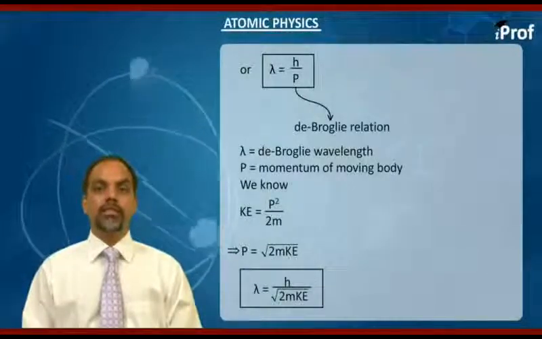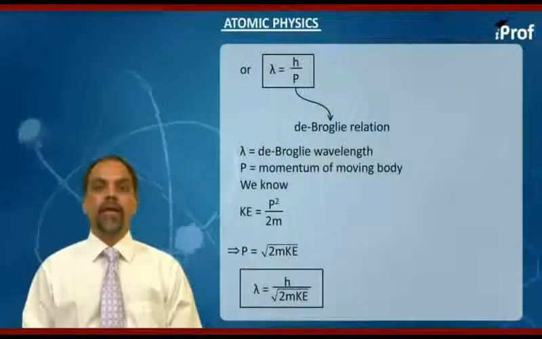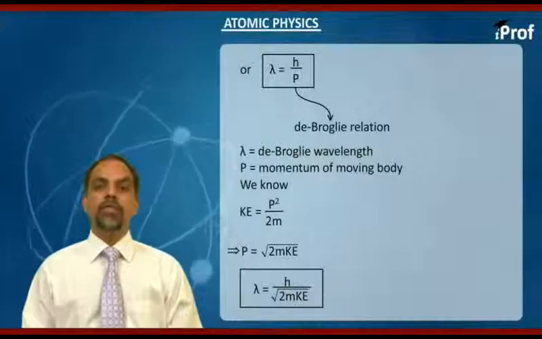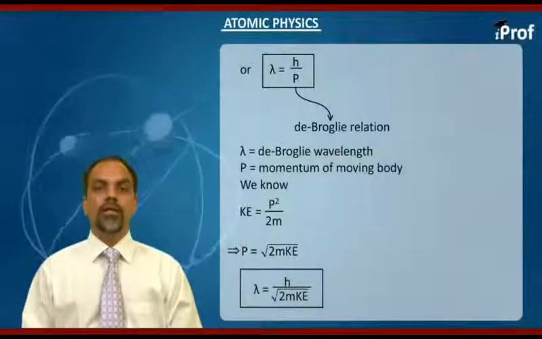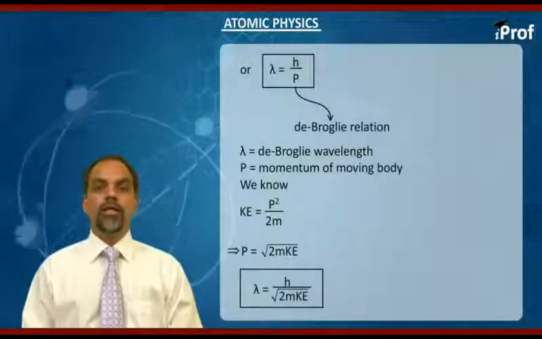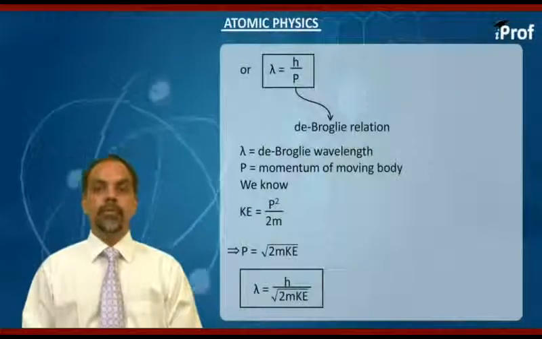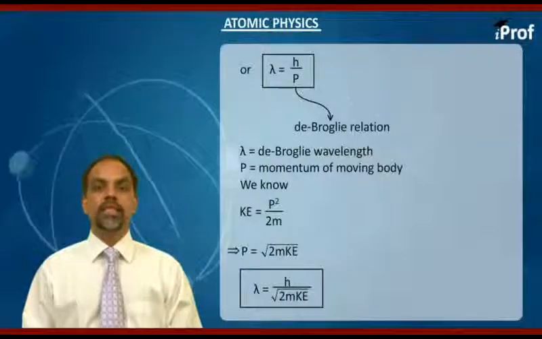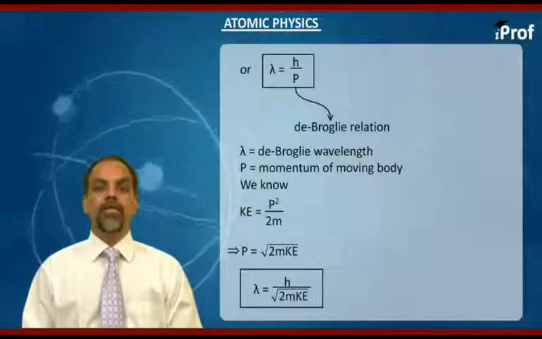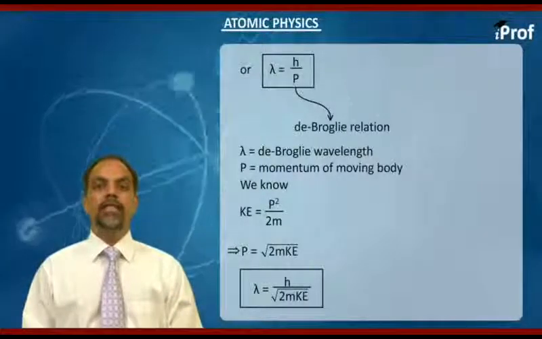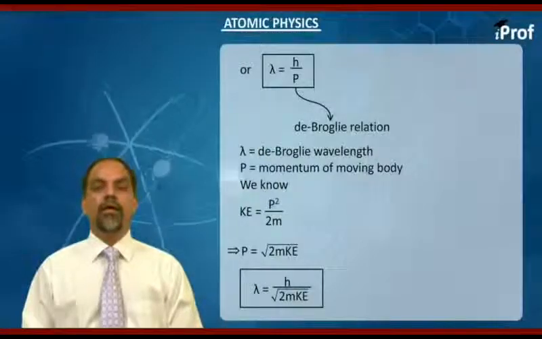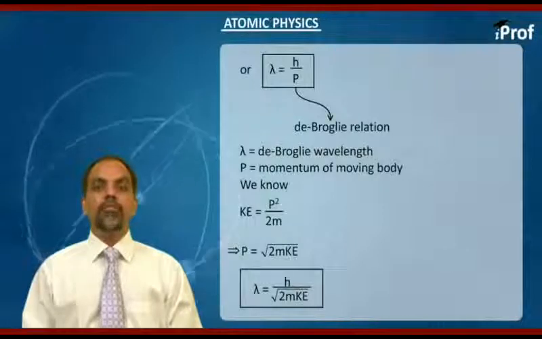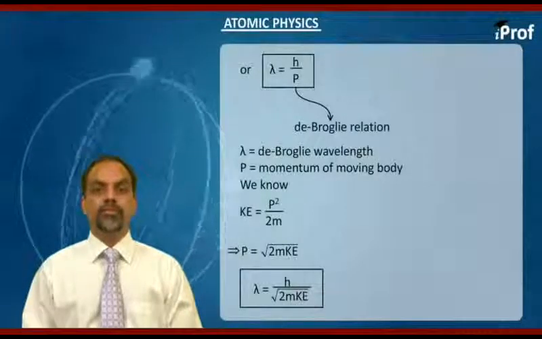So let's summarize the whole concept of matter waves. The concept of matter waves was given by de Broglie. De Broglie gave his hypothesis, that is the concept of matter waves, based on two points, that is, radiation has dual nature and nature loves symmetry. Matter waves refer to waves associated with any moving body.